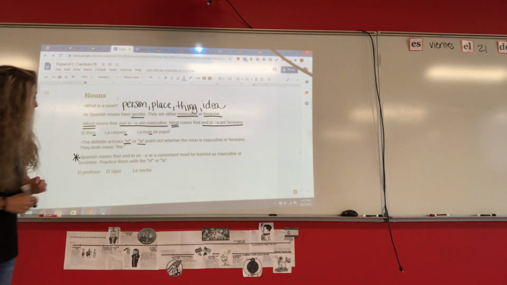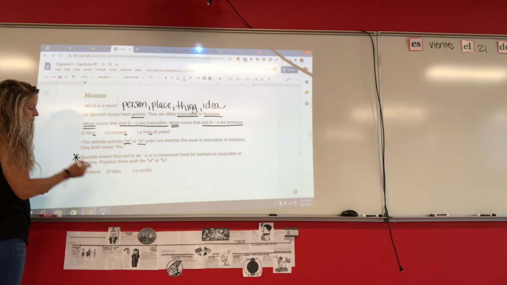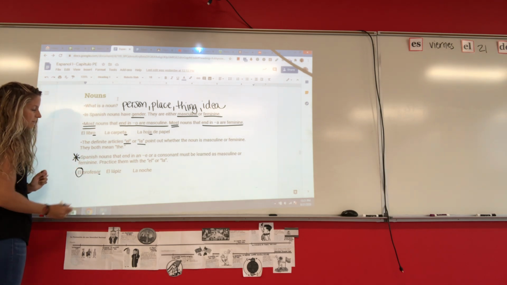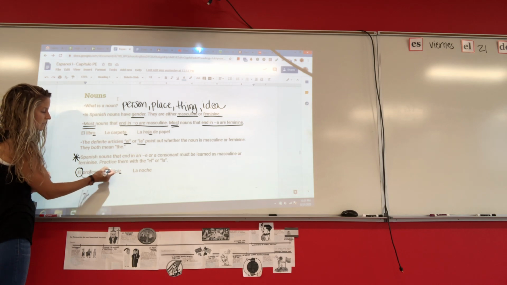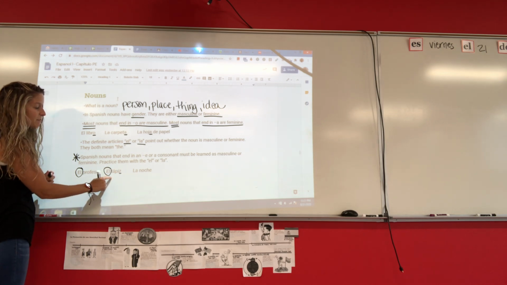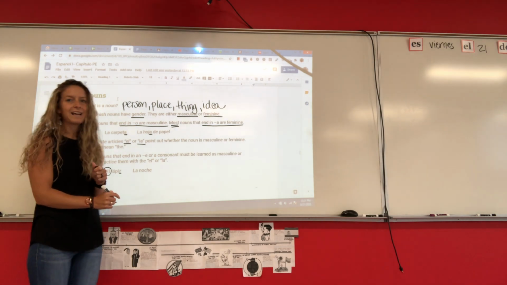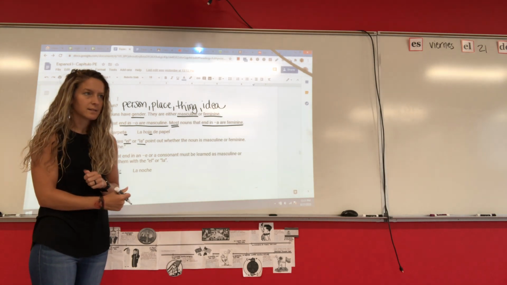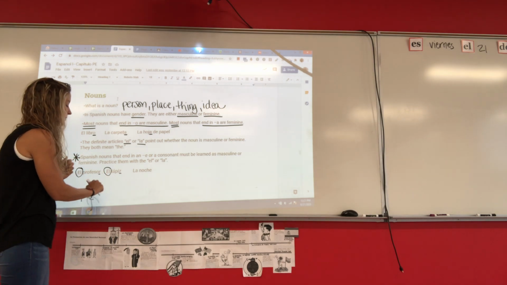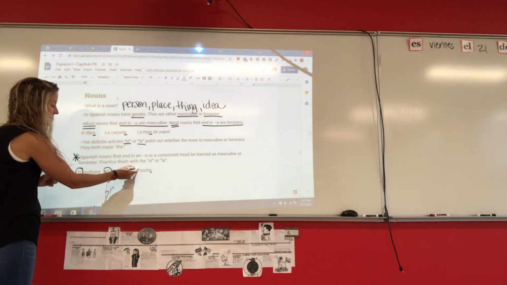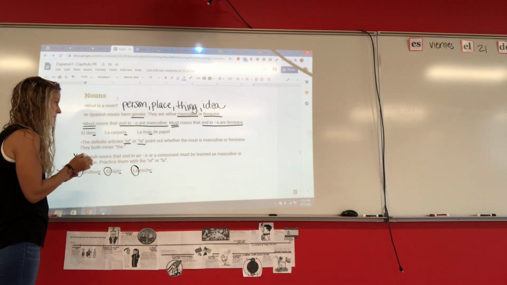So, el profesor, it ends in a consonant, and we just have to remember that it's masculine. Lápiz, we have to remember masculine. I remember this one because I took Spanish back in the 9th grade, and I remember no la lápiz. La noche, it's an E, and we have to memorize that this is feminine.